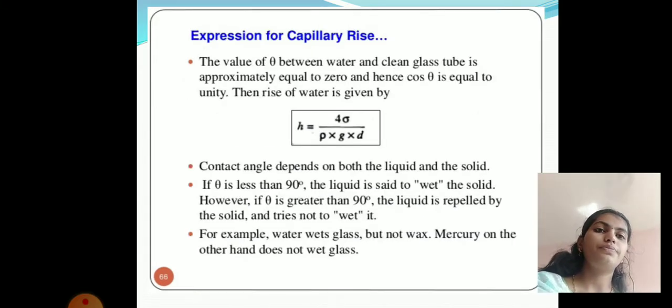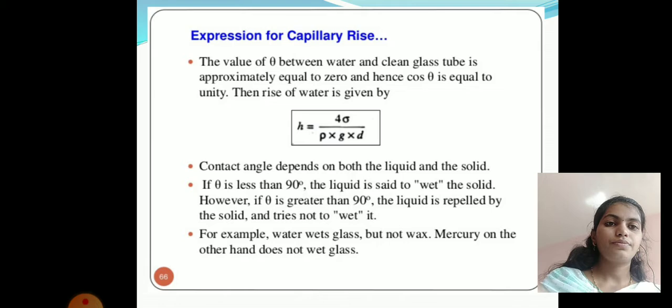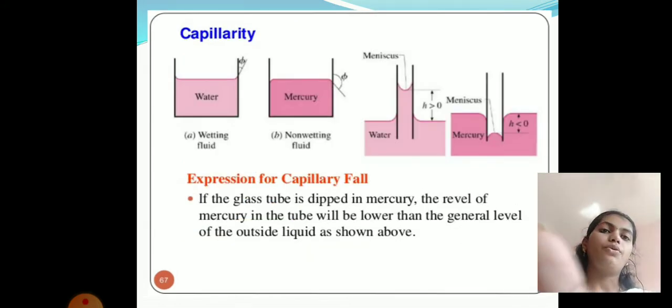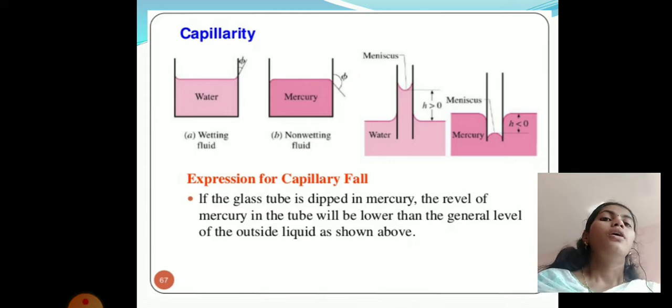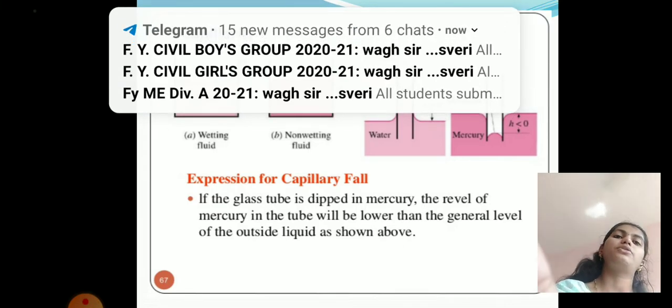Now the next one is, okay, in this diagram we have to see the expression for capillary fall. First of all we have to see the capillary rise, and after that the expression for capillary fall. There are two conditions: first is capillary rise and another is capillary fall. We know the equation of capillary rise. Now we have to see the expression for capillary fall.